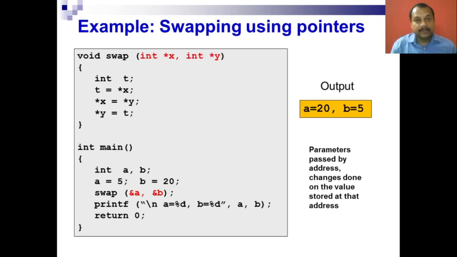Is that clear? That's why if I print A and B after calling this swap function, then you will see that A is printed as 20 and B is printed as 5. So this is your first example of passing a parameter, and that way changing the content by swapping.